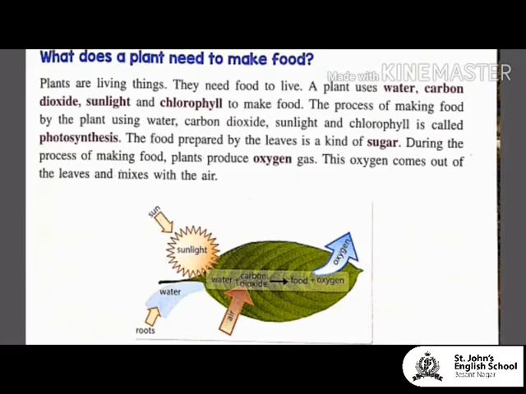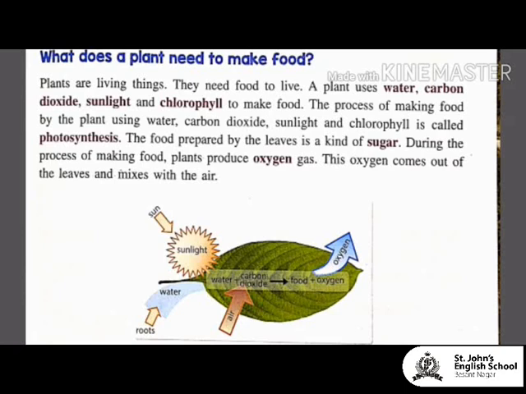What does a plant need to make food? Plants are living things. They need food to live. A plant uses water, carbon dioxide, sunlight and chlorophyll to make food. The process of making food by plants using water, carbon dioxide, sunlight and chlorophyll is called photosynthesis. Regarding photosynthesis, you would have studied it in your third standard also. And you all know plants can prepare their own food.